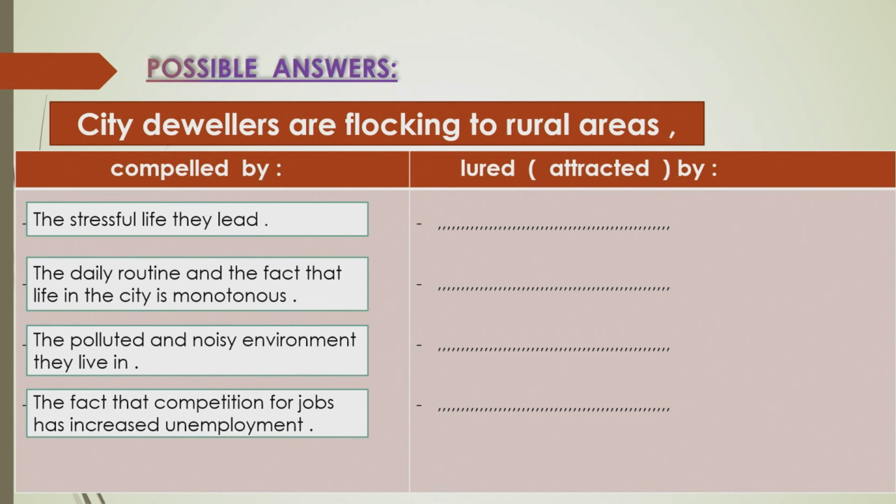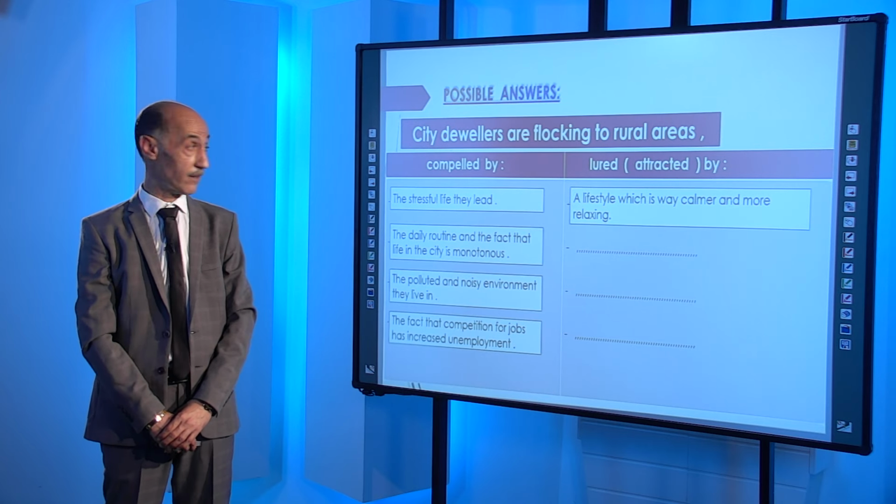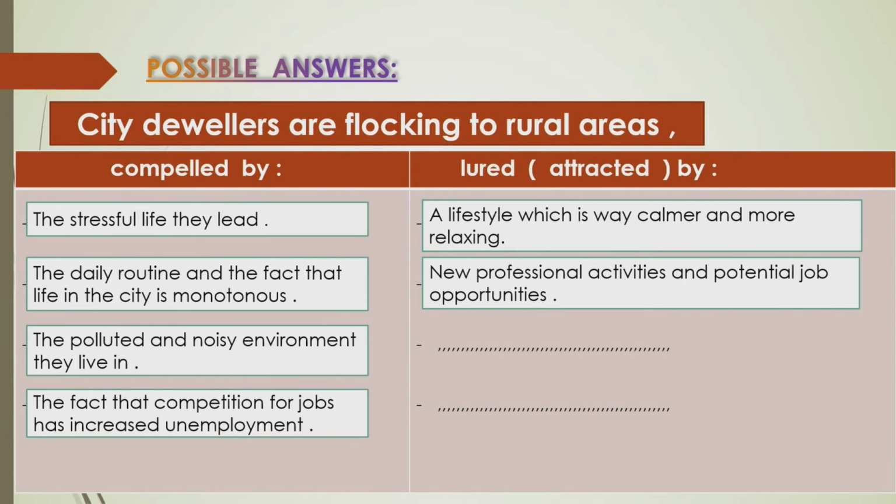Let's move on now to the second part of this table, related to the things that attract people to settle in the countryside. First, a lifestyle which is way calmer and more relaxing. Another factor, maybe the existence of new professional activities and potential job opportunities. This may relate to the negative aspects of city life, the fact that competition for jobs has increased unemployment.